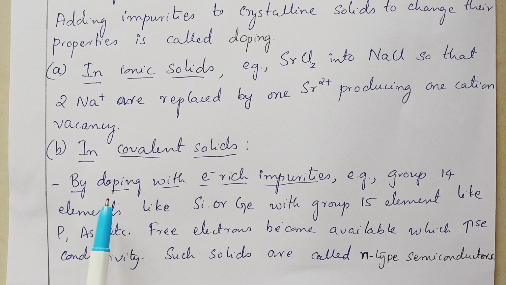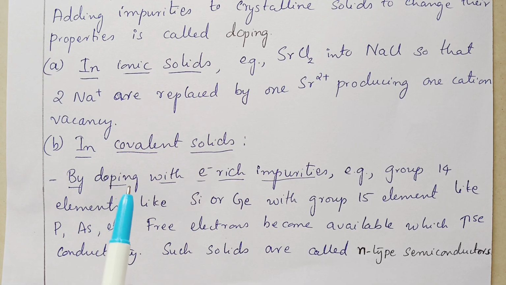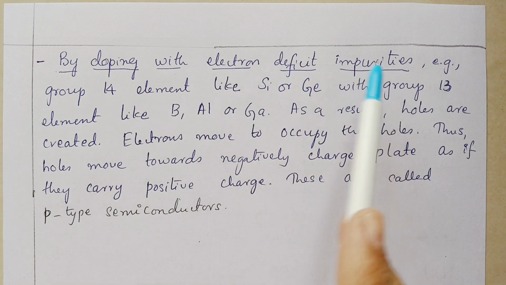First one is by doping with electron-rich impurities. For example, group 14 elements like silicon or germanium can be doped with group 15 elements like phosphorus, arsenic, etc. At that time, free electrons become available, which increases the conductivity of the substance. Such solids are called n-type conductors. That is one way of doping in covalent solids. Second way is by doping with electron deficient impurities.